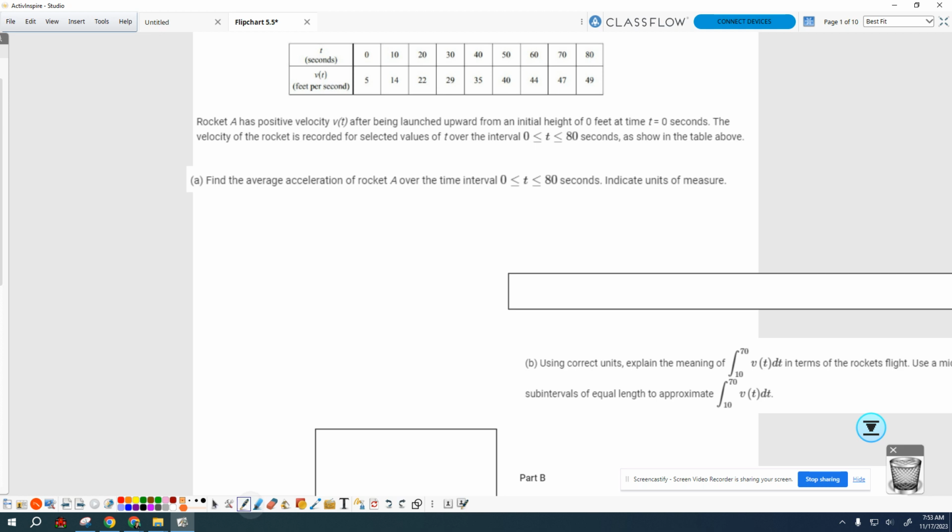Well, okay, let's think about what she said as units. Velocity at 80 minus velocity at 0 over 80 minus 0. This is, as units, feet per second divided by seconds. Is that the units of acceleration? No. Feet per second squared, isn't that gravity? So, yeah.